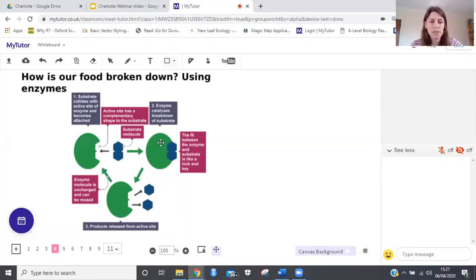So the fit between the enzyme and substrate is like a lock and key, so they're now attached together, and the enzyme now has a good grip on that substrate, that particle that it wants to break down, it can then pull it apart. So the enzyme molecule is unchanged and can be reused, but the products, so the small particles that have been produced from that large molecule, are released, and they're then able to be absorbed into the blood. So enzymes are really, really important in digestion.